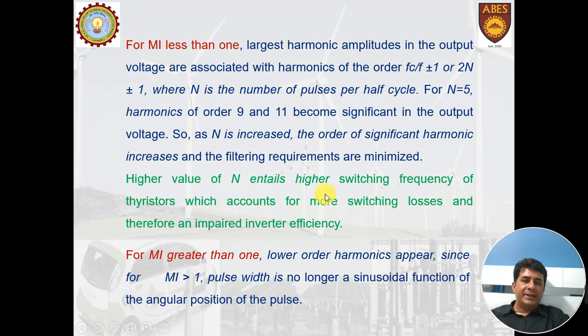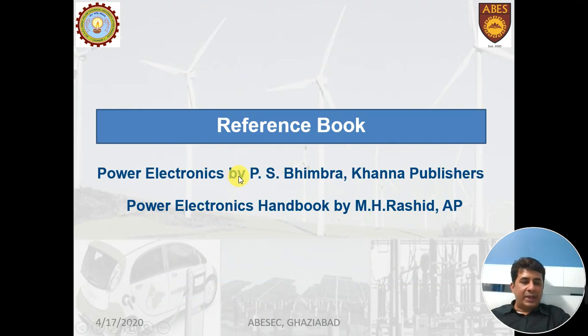Now, higher value of N entails higher switching frequency of thyristors, which accounts for more switching losses and therefore an impaired inverter efficiency. Here, what is said is, if you are increasing the value of N, definitely there will be more switching of the devices. Switches will be more frequently switched on and off, and every switching action, whether it is on or off, is associated with a loss. And if you are increasing the switching frequency, basically you are increasing the losses as well. This is the one disadvantage of increasing the value of N.